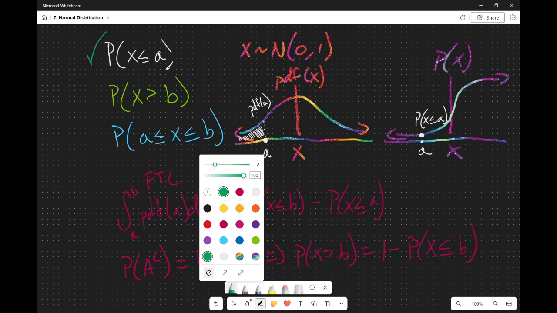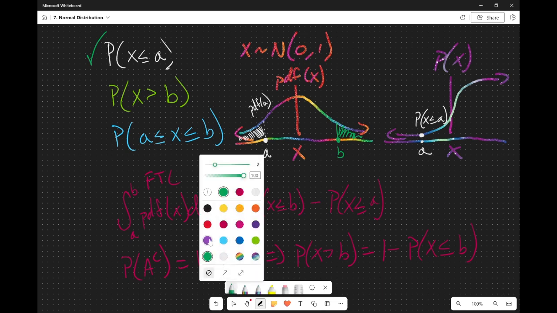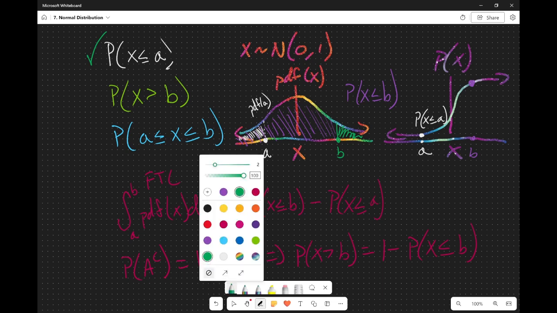Good. Okay. The probability x is greater than b. So we'll put b here, and we're looking for this area right here. Well, this is 1 minus the probability x is less than or equal to b. So that's 1 minus the probability that x, let's grab a different color, we'll put this here in purple, is less than or equal to b, and we'll put b here. And so it's 1 minus that purple mark here. So that solves this one.